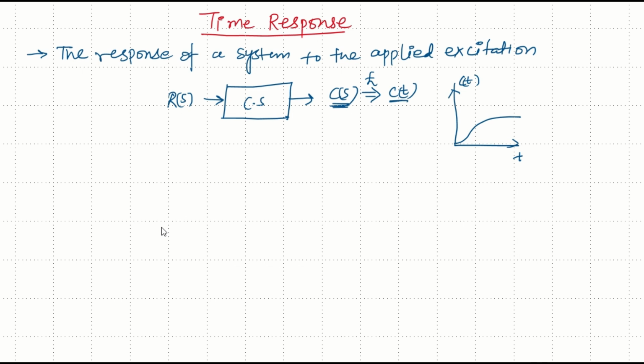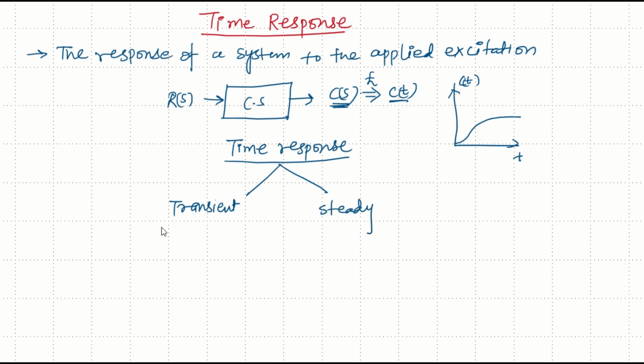Now the time response of a control system we can divide or categorize into two parts. The first one is the transient response and the second one is the steady state response. Now to understand the transient and steady state response of a control system, let us take one example.